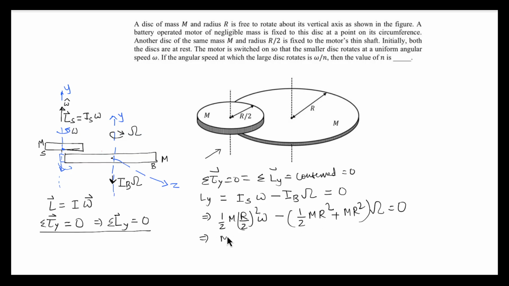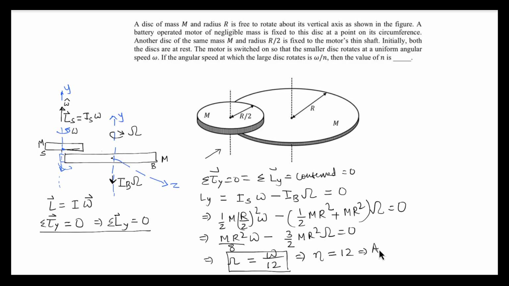Therefore m r squared by 8 omega minus 3 by 2 m r squared big omega equal to 0. Therefore big omega is nothing but omega by 12. Therefore the n that the question is asking is 12. That is the answer.